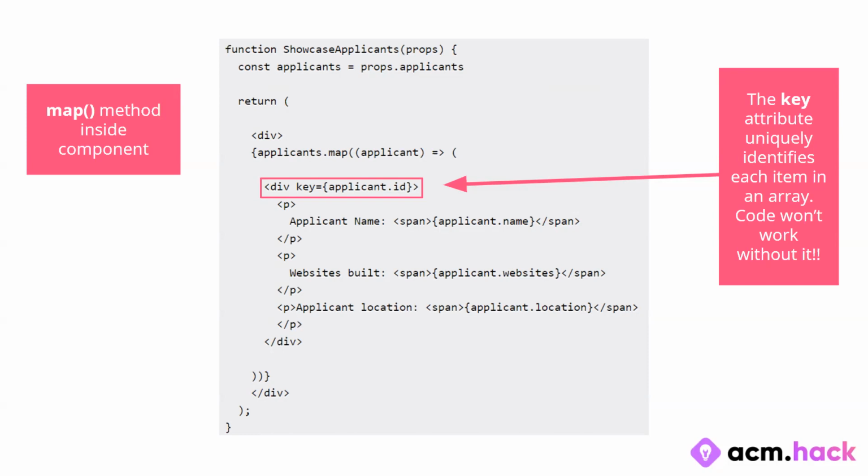Something important to note as well is this key attribute at the top here. The key attribute is a unique identifier for each element in your original array. React uses this to keep track of elements, so if an element in your array is updated, it knows to render correctly when you put that data on your screen. You don't really need to know too much about it, and there's more online if you're interested, but it's important to know that when you're doing a map function like this, your code won't work unless you have this key attribute in your code.